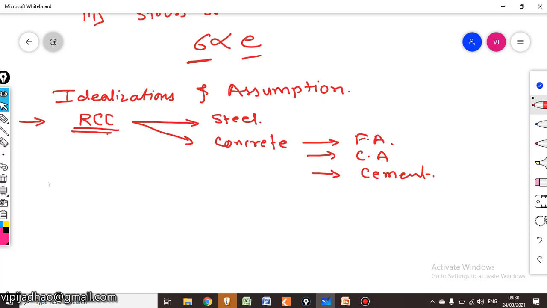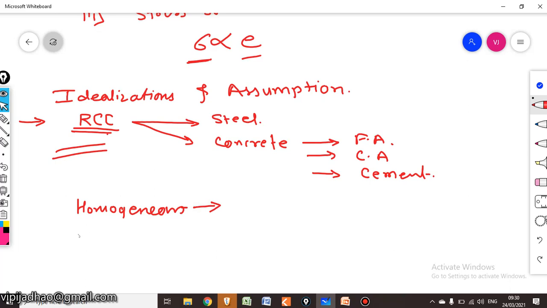So the first assumption is idealization, that we will be assuming that the material we are using is homogeneous. What is homogeneous? It means the material has identical particles throughout the portion of your beam or columns, whatever structural members are there. So this is the first assumption.